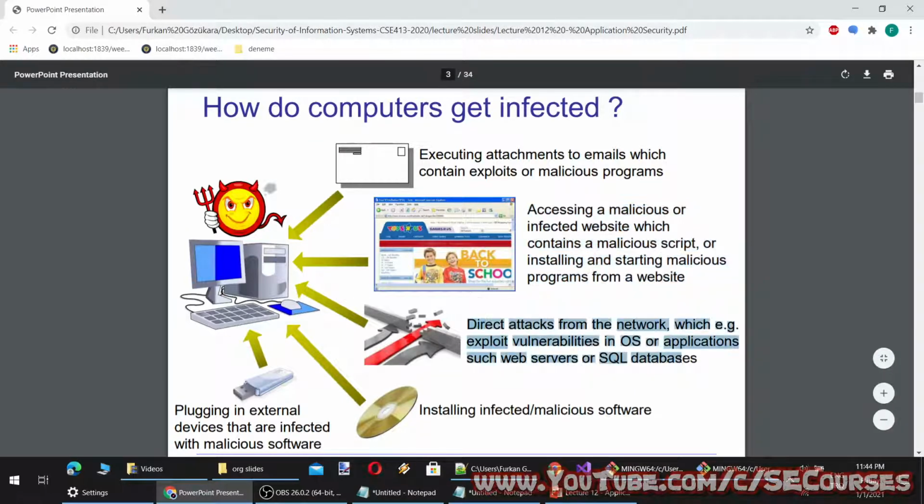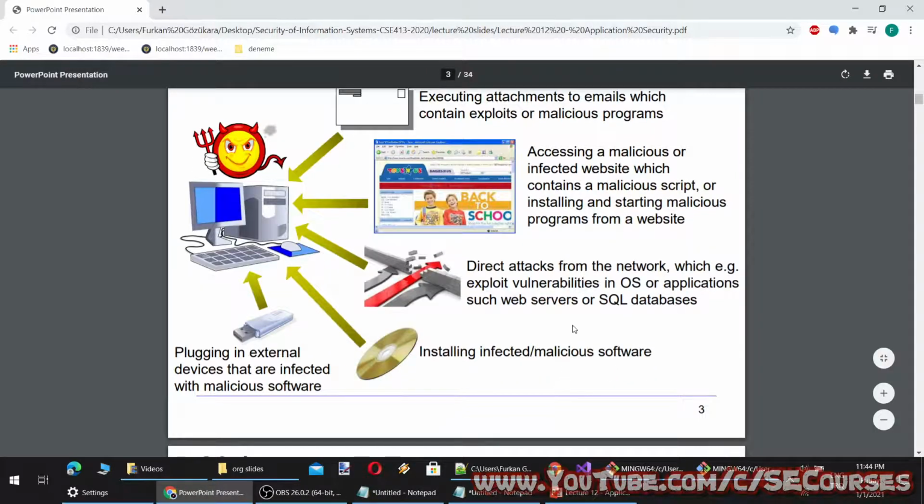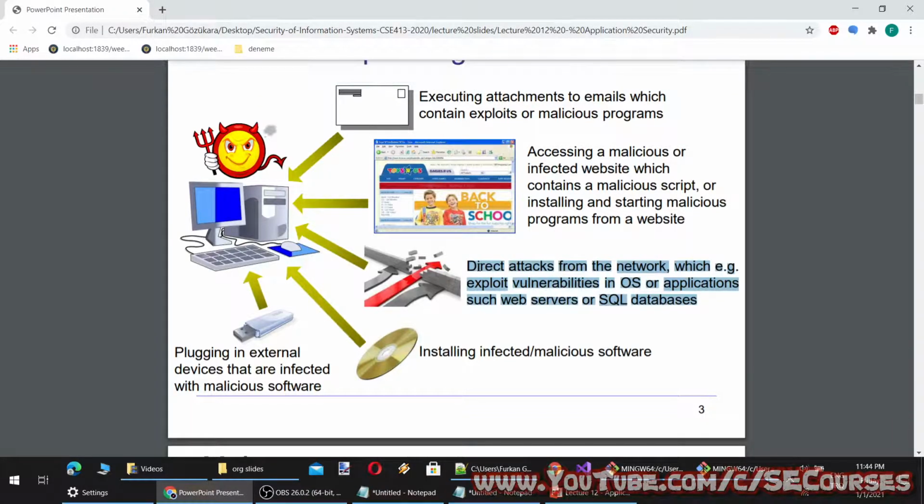Another way: direct attacks from the network, which e.g. exploit vulnerabilities in the OS or applications such as web servers or SQL databases. Okay, this is perhaps the hardest way of getting infected unless you are using an unpatched operating system or applications.